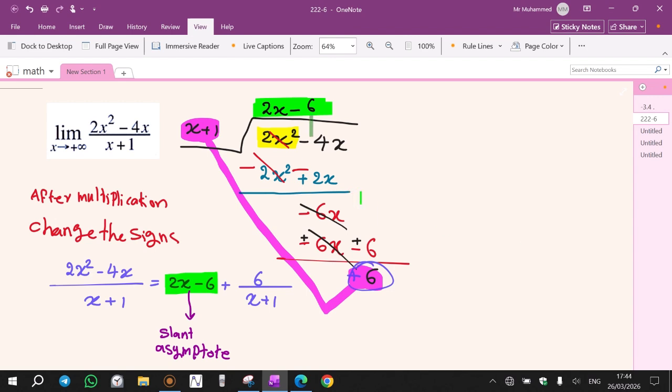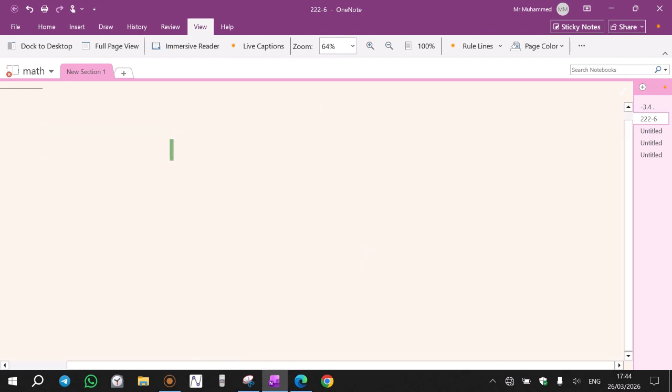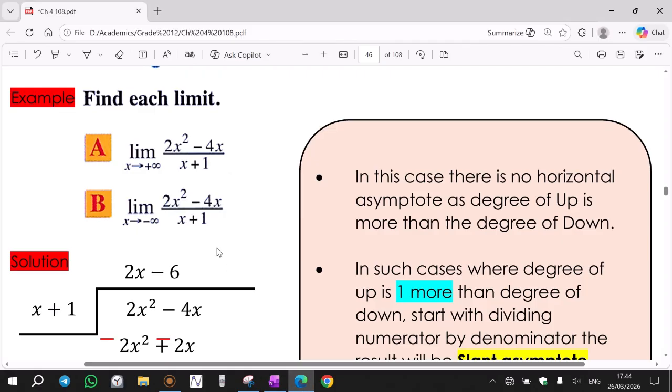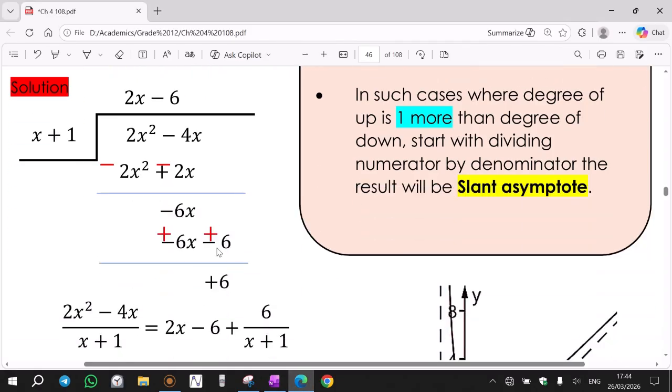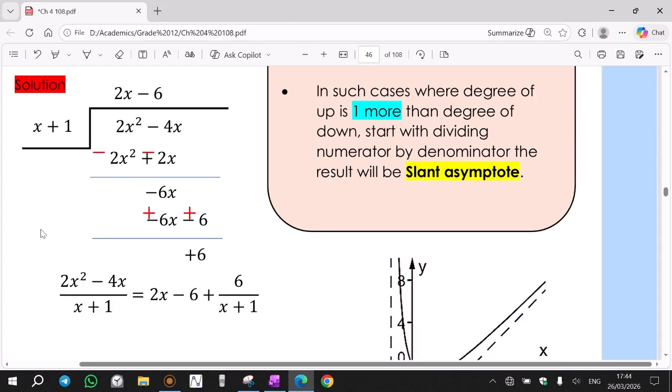And if you don't learn long division right, it will be wrong division. Everything is written here clearly. Firstly, we look at x. x times what becomes 2x squared? x times 2x. 2x times x is 2x squared. 2x times 1 is 2x. After multiplication, change the sign. Now add them. These two cancel out. These will be negative 6x.